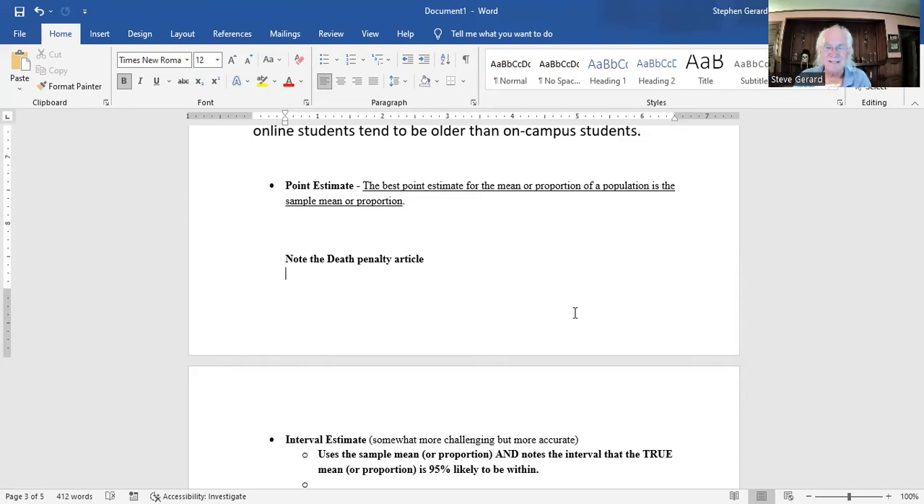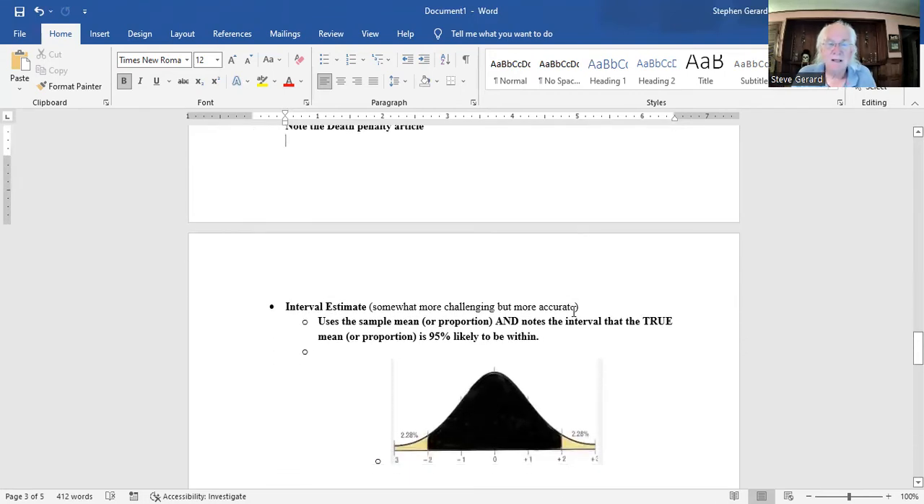Now, here's the problem. An interval estimate is a place where we start getting more careful. In the article, it talks about a person in the case who had an IQ of 71. They're over the line. The point estimate is over the line of 70, so they're eligible to be executed for a crime. An interval estimate uses the sample mean or the sample proportion and notes the interval that the true mean or proportion is 95% likely to be within.